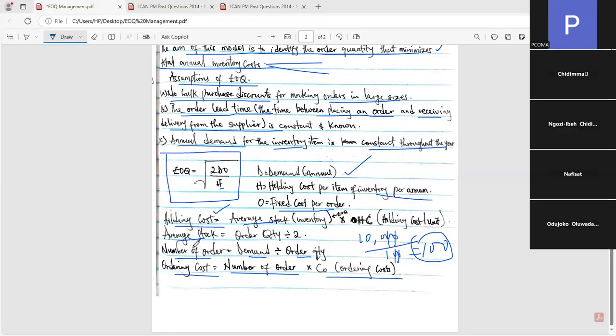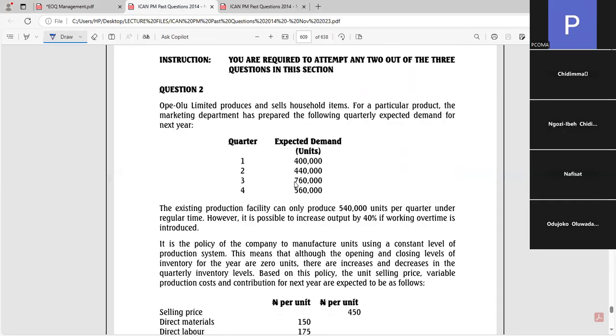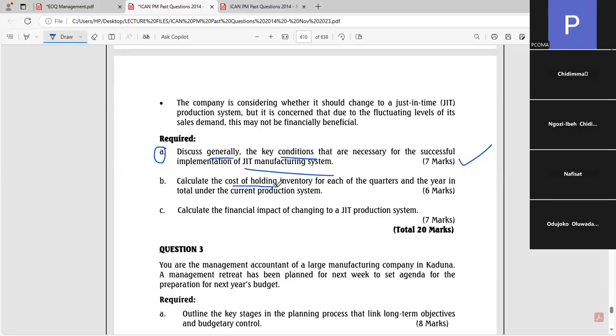Now, in the November 2023 question, ICAN specifically tested holding costs. This holding cost that you are seeing here now is what we are going to examine in question 2 of Peolu. Please pay attention. Let's interpret this question. Come to the requirements. The first one says, discuss generally the key conditions that are necessary for the successful implementation of JIT manufacturing system, 7 marks. I'm going to explain what that means. Now, B states that calculate the cost of holding inventory.